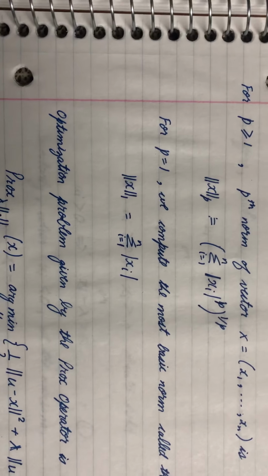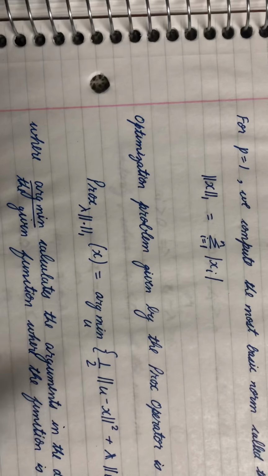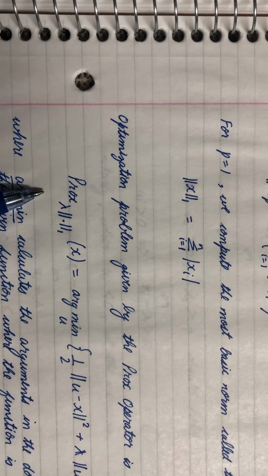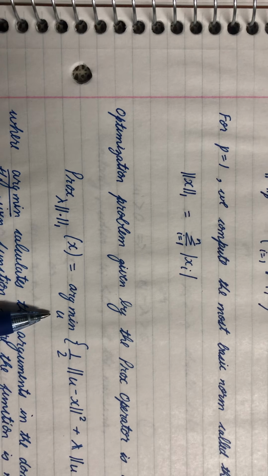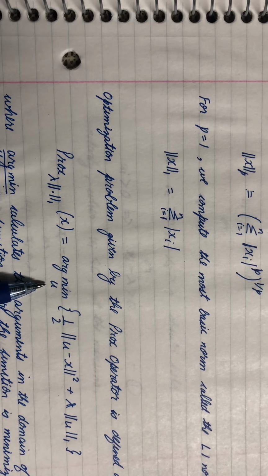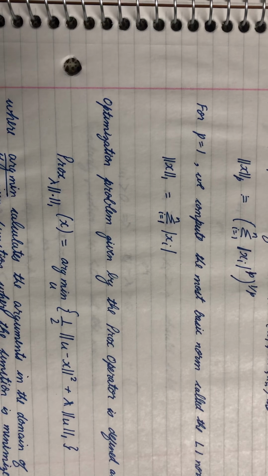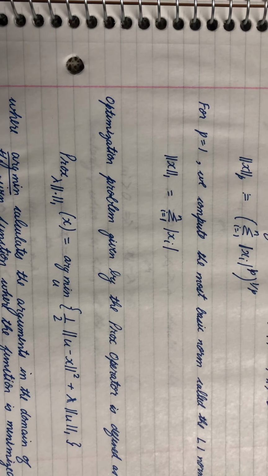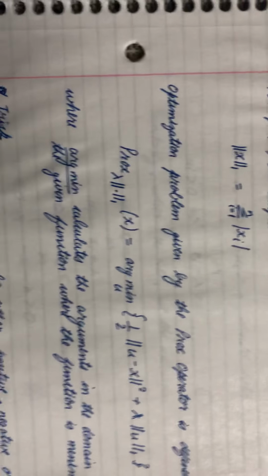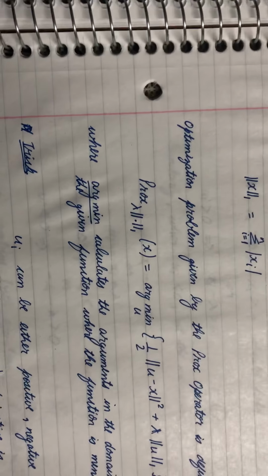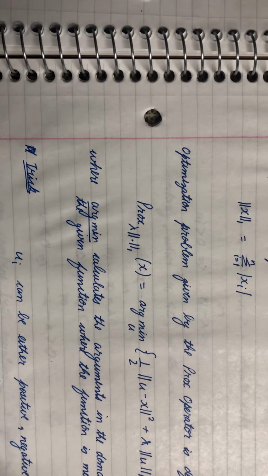Now the optimization problem given by the prox operator for the L1 norm can be written in the form of the equation: argmin over argument u of one half of the norm of u minus x squared plus lambda times the L1 norm of u, where argmin is the function that calculates the arguments in the domain of the given function where the function is minimized.